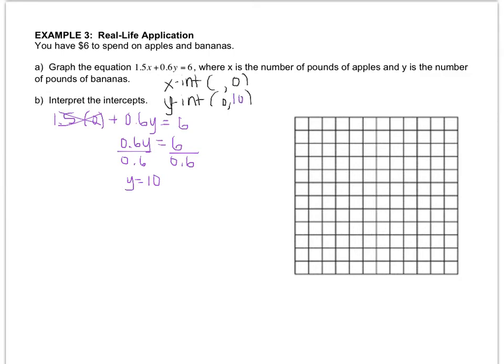Now I do it all over again as an x value. 1.5 times x plus 0.6 times 0 equals 6. That piece cancels out. I have 1.5x equals 6. Divide by 1.5. x equals 4. So my x value is 4.